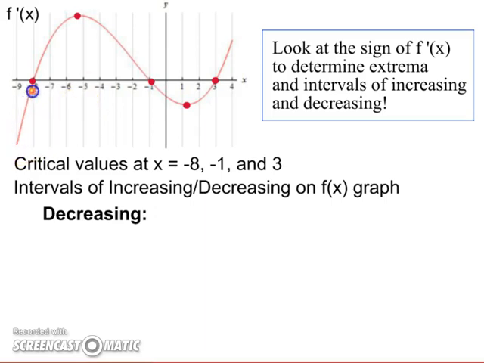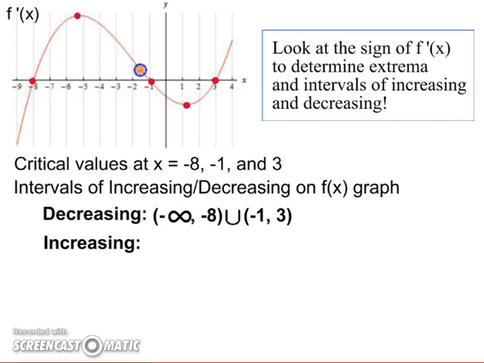Well, that would be down here, and that would be down here. Anywhere where it's below the x-axis would be where the derivative is negative. So that happens at -infinity to -8, and then again from -1 to 3. The graph is increasing anywhere where the first derivative is positive. Well, if you look at a graph, it is positive when it's above the x-axis. So that happens here, and that happens here. So this happens between -8 and -1, and from 3 to infinity.